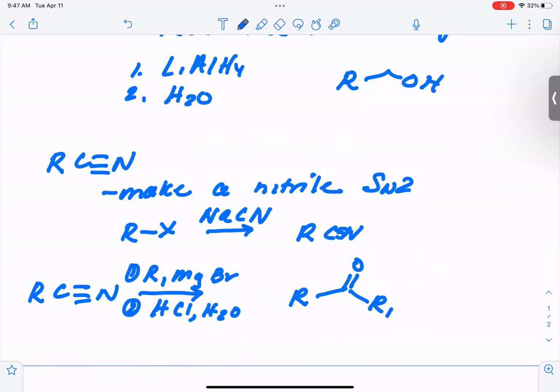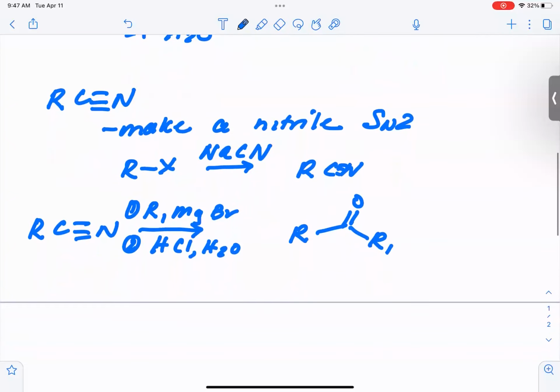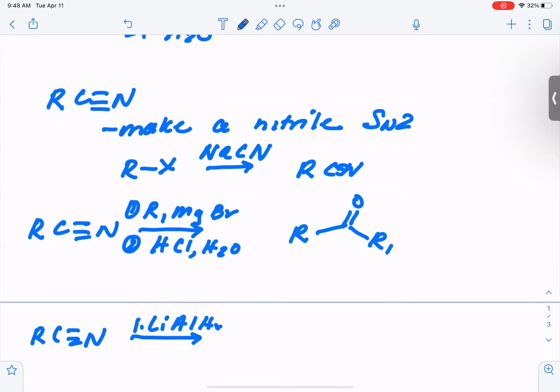And then the other reaction that we did was a reduction, which I think I did anyways in the beginning of chapter 20 when we did those cyanohydrins, but just to kind of emphasize it again. So you have your nitrile and you treat it with lithium aluminum hydride followed by water, and you get an amine. Okay.